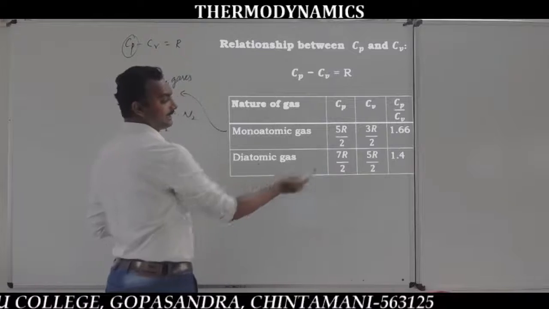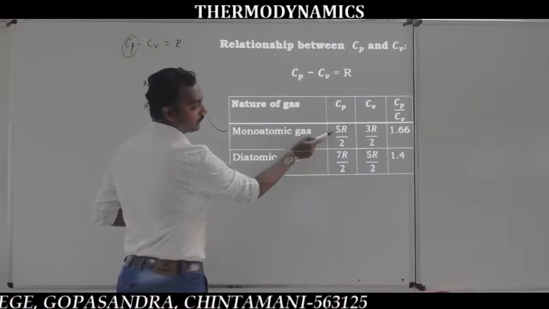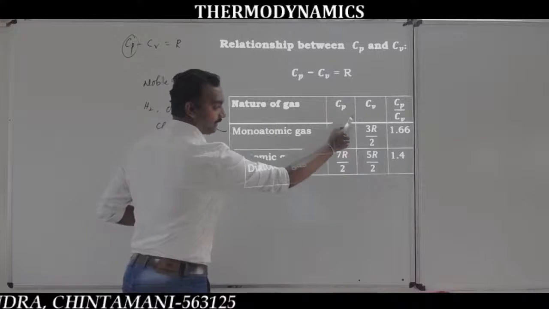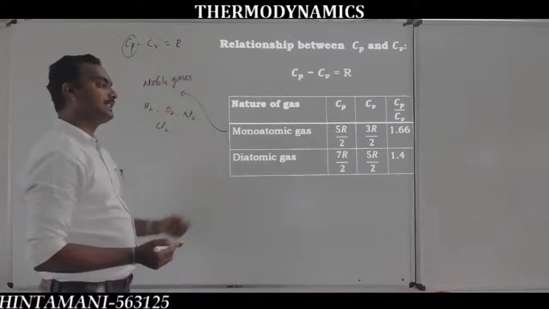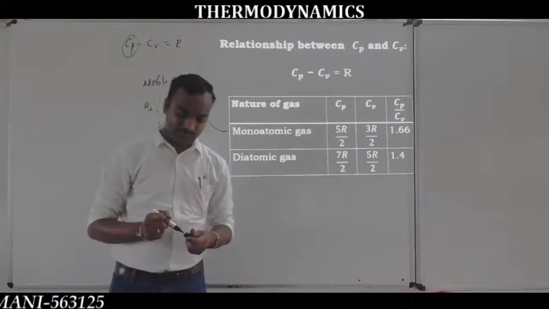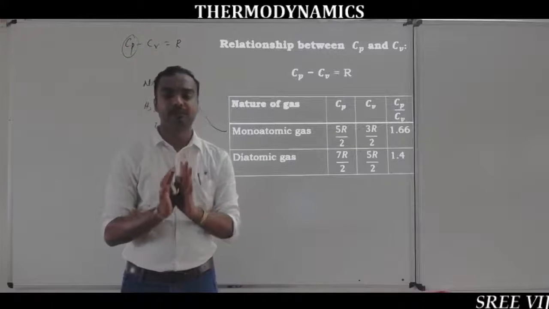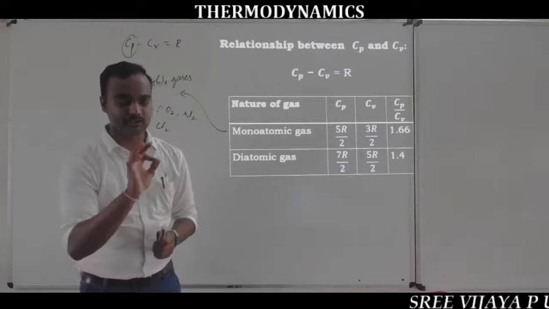Next, for a diatomic gas, the CP value is 2 terms more than 5, that is 7R divided by 2, and CV is 5R divided by 2. Taking the ratio CP by CV, that is for monatomic gas 1.66 and for diatomic gas 1.4. This is only for national wise competitive exams, not for CET.